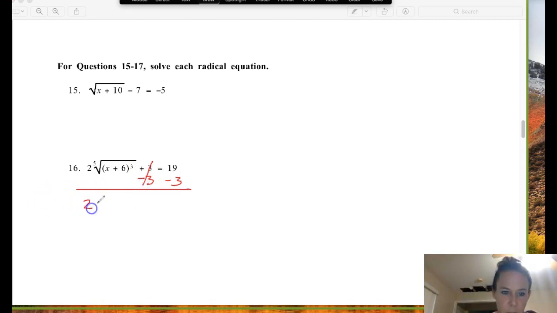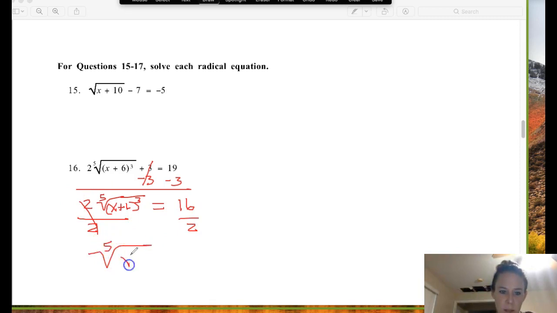And you're going to get 2 radical 5th root of x plus 6, that whole quantity cubed, equals 16, or 19 minus 3 is 16. Now I want to get rid of that 2 before I isolate this radical. So divide by 2. Now I've got the 5th root of x plus 6 cubed equals 16 divided by 2, which is 8.